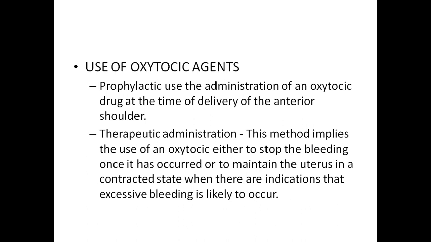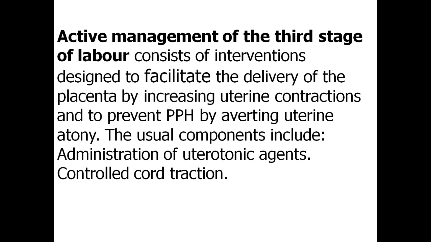This method implies the use of oxytocin either to stop bleeding once it has occurred or to maintain the uterus in a contracted state when there is an indication that excessive bleeding is likely to occur. Active management of the third stage of labor consists of interventions designed to facilitate the delivery of the placenta by increasing uterine contraction and to prevent PPH by averting uterine atony.